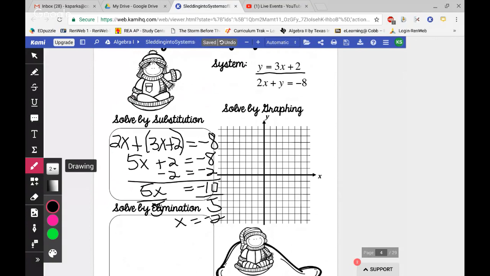And then I'll take that -2 and plug it back in to that first equation. So I would put y equals 3 times -2 plus 2. And then that would give me y equals -6 plus 2. Oh, it would be -4. And then y equals -4.